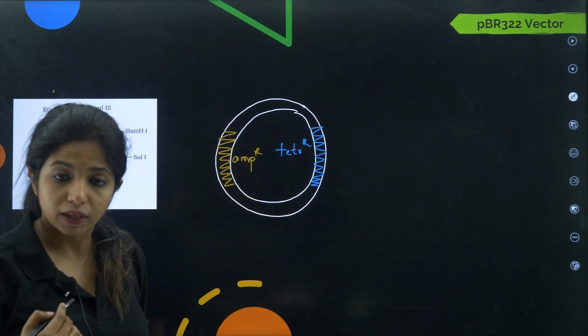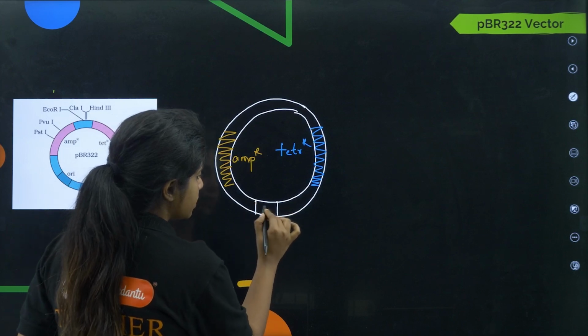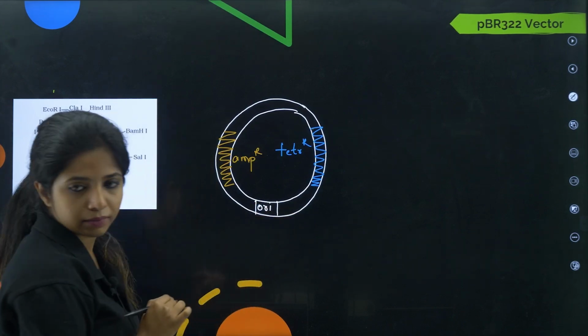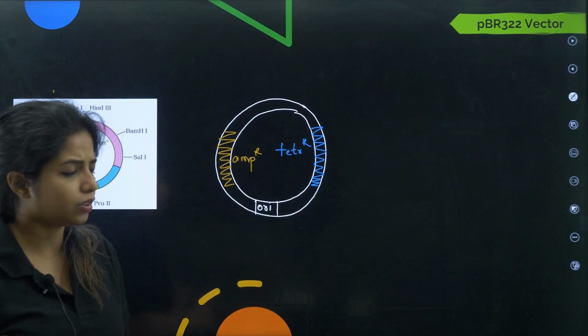You might already know that if it's a plasmid, it will definitely have an ORI site. So there is an ORI site. The ORI site is where the DNA polymerase will come and attach and do the replication and everything over there.